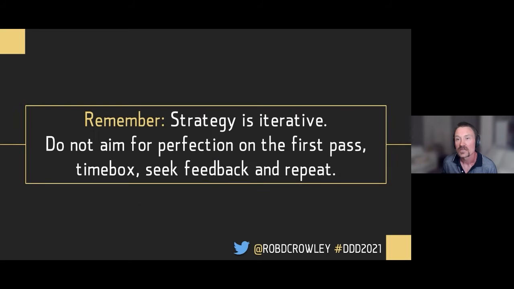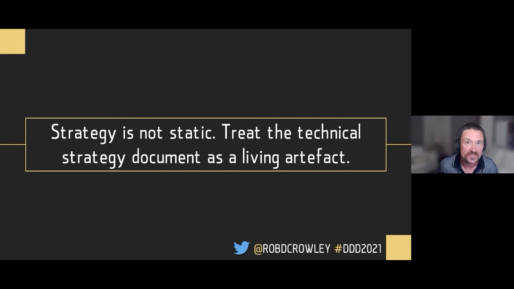So a key thing is, again, strategy is iterative. So just like that, when we're defining a technology strategy, don't aim for perfection on the first pass. Time box it. When I generally write them, I try to get the first draft out in a month. And that's again after all the stakeholder feedback, and then repeat. And treat the document as a living artifact.